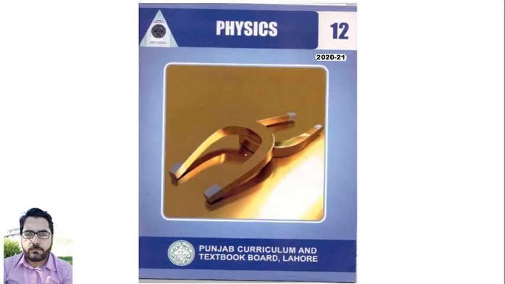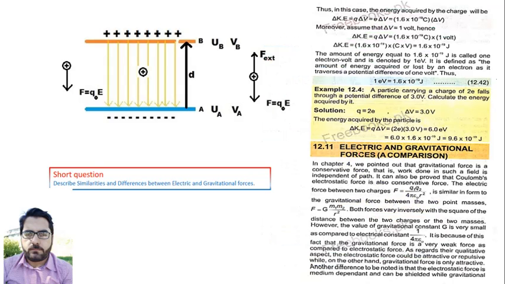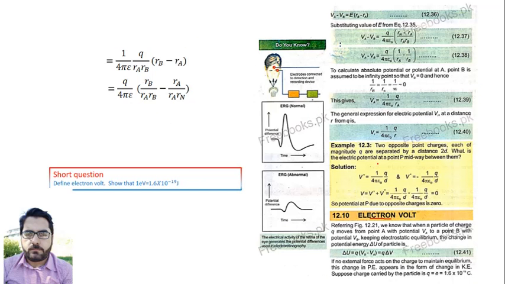This is a series of video lectures in which we are covering second year physics chapter 12. In this video, we are covering some definitions like electron volt and comparison between electric and gravitational forces. From an examination point of view, these definitions appear with a weightage of 2 marks each. Now, let's look at electron volt first.